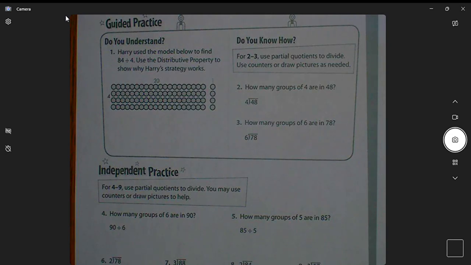Hey, welcome back. Today we're going to learn how to divide using partial quotients.